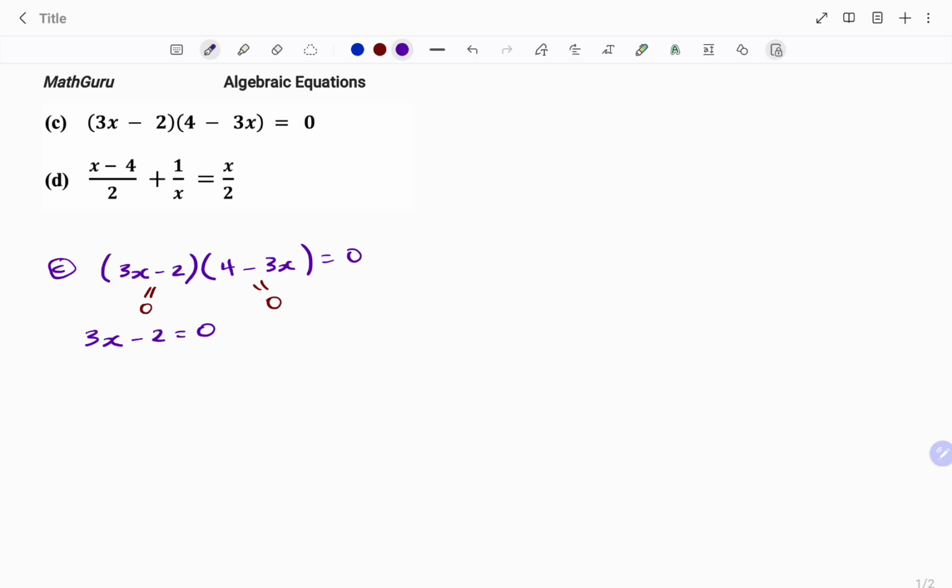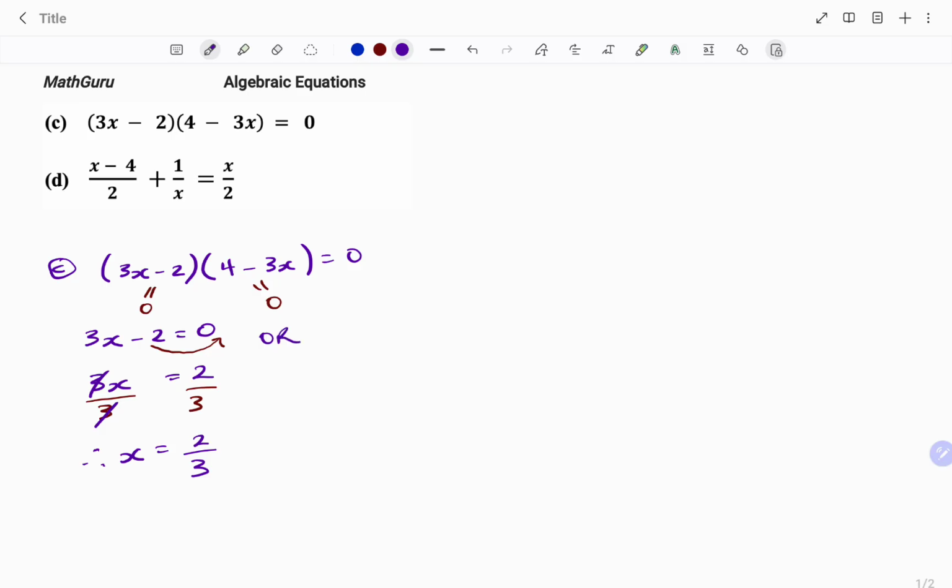I can move my negative 2 to the right hand side instead of using the balance method. So which means if it's negative 2 on my left, when it comes to my right, it becomes positive 2. So I have 3x equals positive 2. And to find x, I'm dividing both sides by 3. 3 and 3, 1. Therefore, x can be 2 over 3.